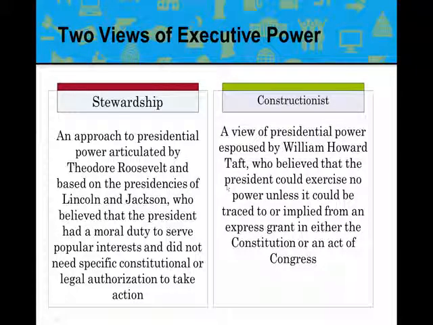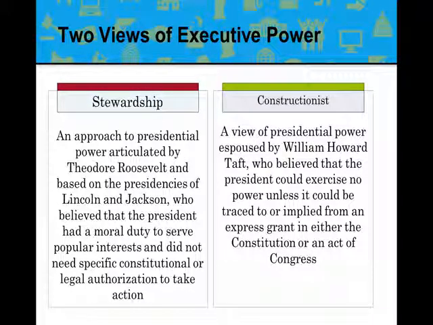All right. When we think about the views of the executive, just to kind of wrap up a little bit, he has to use his constitutional powers, he has to use his institutional powers, as well as the political sources of powers that he has. And with that, presidents kind of take two views about their role. There are those who believe they should be a steward of the people. And this is the idea that the president has the duty to serve popular interests and doesn't really need specific constitutional or legal authorization to take action.